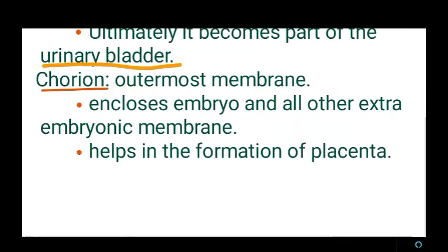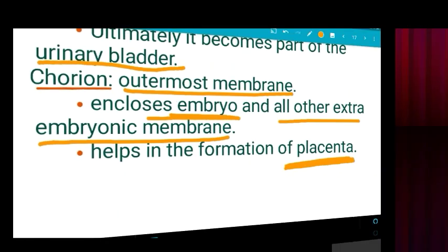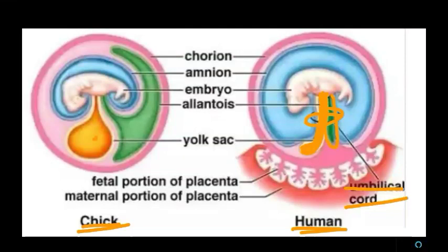And the next extraembryonic membrane is the chorion, which is the outermost membrane, and it covers all other membranes along with the embryo. It also covers all other extraembryonic membranes. The main function of this chorion is that it helps in the formation of the placenta. See, the outermost, the pink color, is the outermost membrane, which is called the chorion.